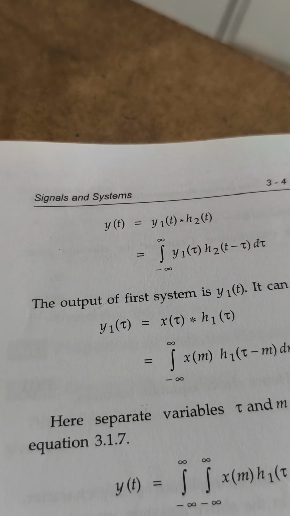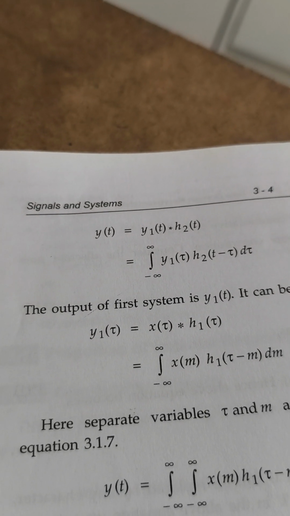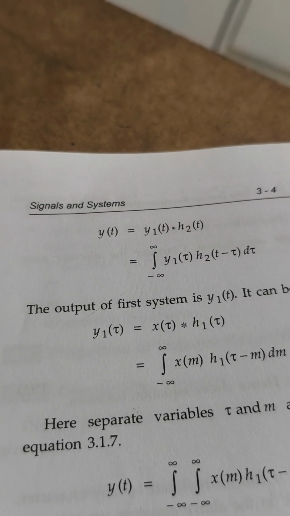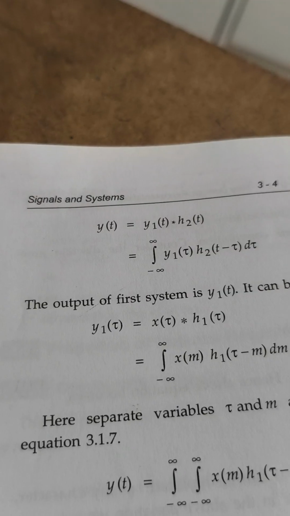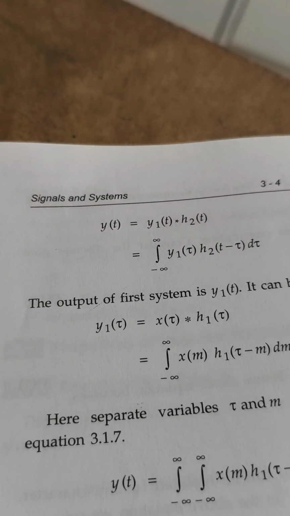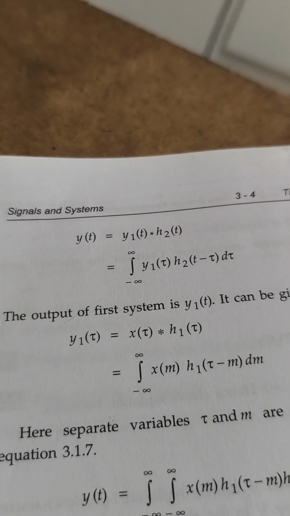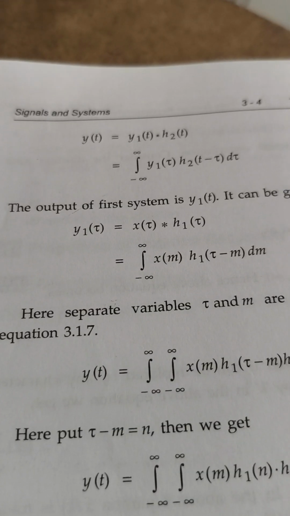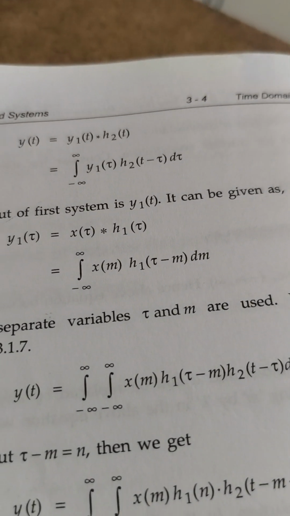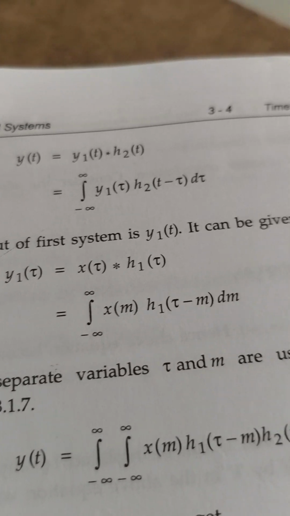We can also write this as the integration from minus infinity to plus infinity of y1(tau) h2(t minus tau) d tau. Previously we usually took x of t, but here y1 is the input, therefore we have taken y1(tau). That is the output of the first system, and the total output of the system is y of t.